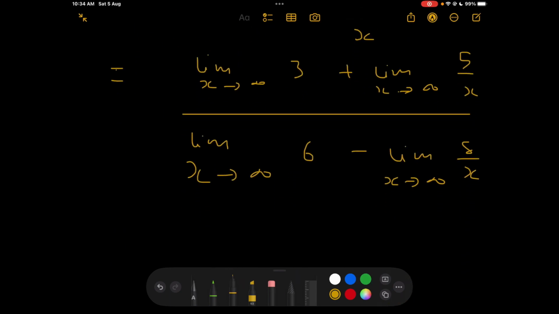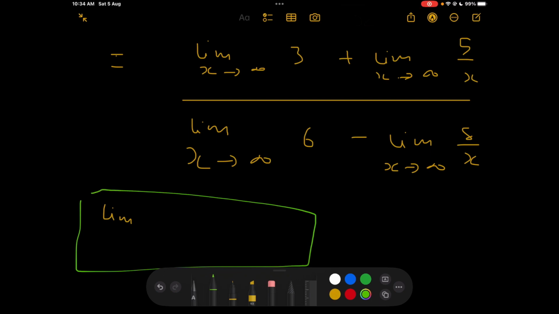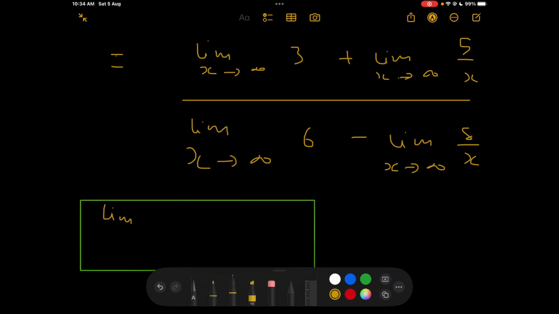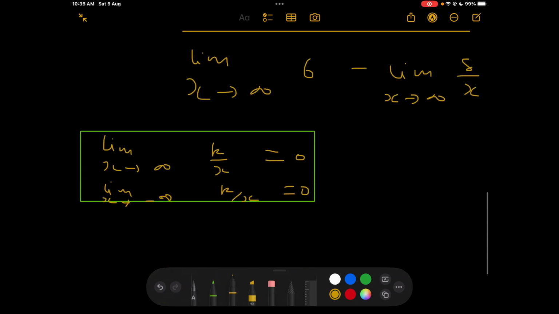Fine. Now whenever we have a constant upon x, this is a note here. We can put this in a box. If we have limit x tends to infinity k by x or limit x tends to minus infinity k by x, this always gives us 0. This is a formula because whenever you divide any number by infinity, it will approximately give you 0. Fine, so that is the reason behind this.